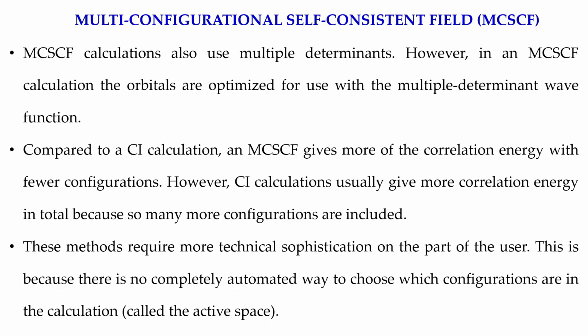So here one new method is the multi-configurational self-consistent field. This is also the same as CI. It uses multiple determinants, but the orbitals are here optimized for use with the multiple determinant wave function. Compared to CI calculation, MCSCF, the multi-configuration self-consistent field, gives more of the correlation energy with fewer configurations. However, if we consider total correlation energy, then CI will provide more, because in CI many more configurations are included than in MCSCF.